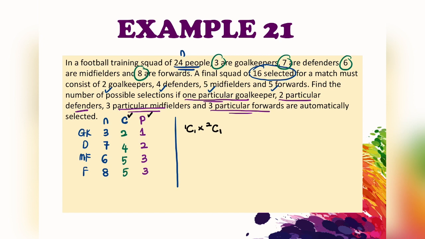So for defenders, we already have 2 particular persons that are selected from 7 in total. We want to choose only 4. So it will be 2C2 for the particular persons, multiplied by, now 7 minus 2 will be 5, so 5C2, why 2? Because we want to select in total 4, so 2 plus 2 will be 4.